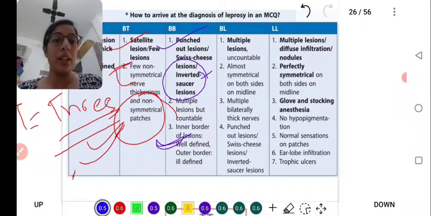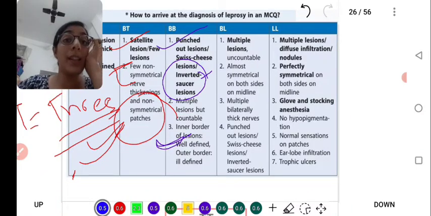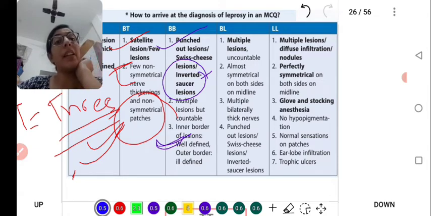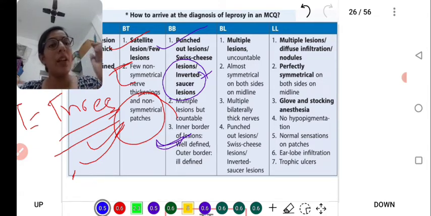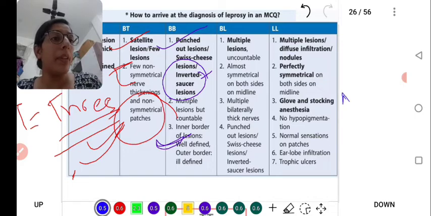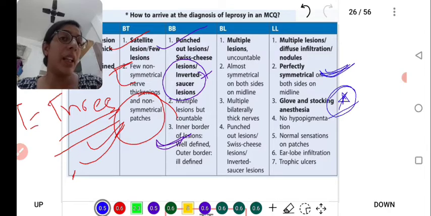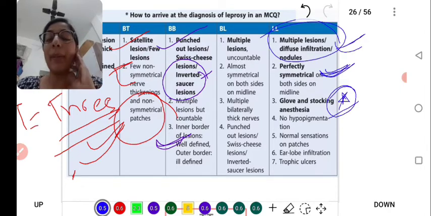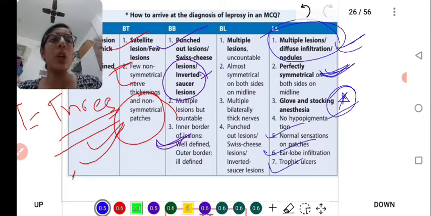Let's again see borderline lepromatous and lepromatous. Lepromatous have glove and stocking type of hyperesthesia. This is the most important part. Perfectly symmetrical lesions, multiple lesions you can't count. There is infiltration, nodules will be present, earlobe can be involved. Normal sensation on the patches, earlobe infiltration, and trophic ulcers. These are a few findings in lepromatous leprosy.